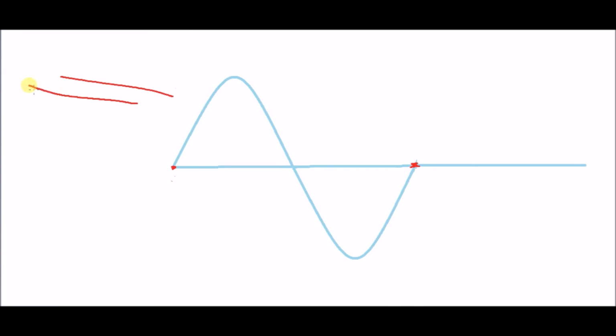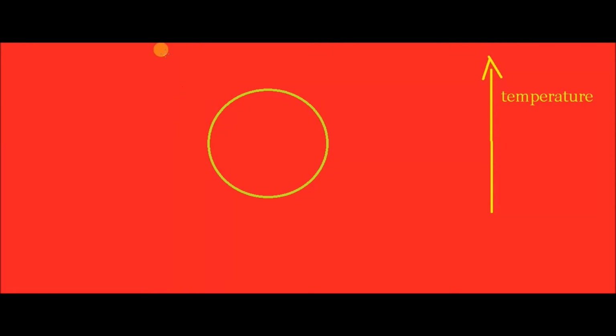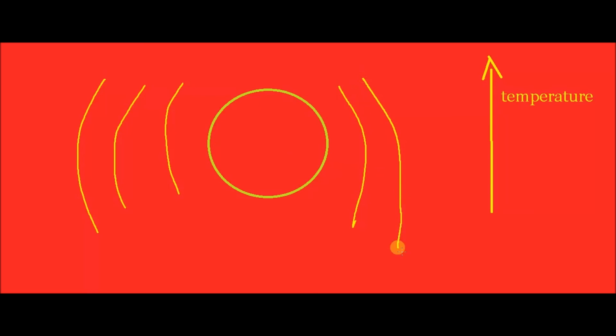It is important to note that wave speed increases proportionally to the temperature of the medium it's traveling in. This is because heat is a type of kinetic energy, and the more kinetic energy a molecule has, the faster it vibrates. And that's all you need to know about waves.